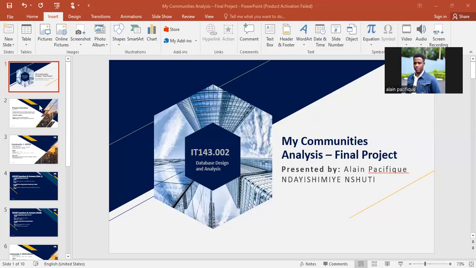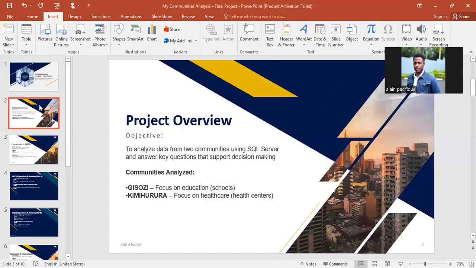This is the project overview. The goal is to analyze data from communities using SQL Server and answer key questions that support decision making. The communities to be analyzed are Gisozi and Kimihurura, as has been said before. Gisozi focuses on education, schools. Kimihurura focuses on healthcare, which is health centers.